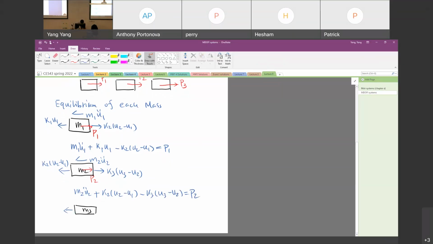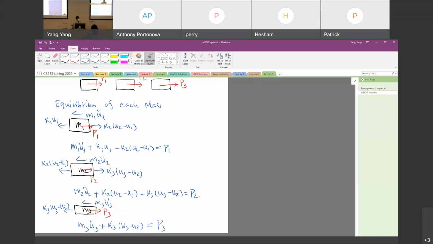So Anthony, would you like to do the third one? Yeah, sure. M3 u3 double dot plus K3 times (U3 minus U2) equals P3. Very good job. So that's all three equations.